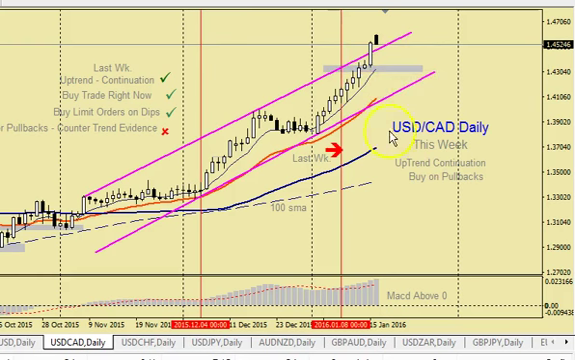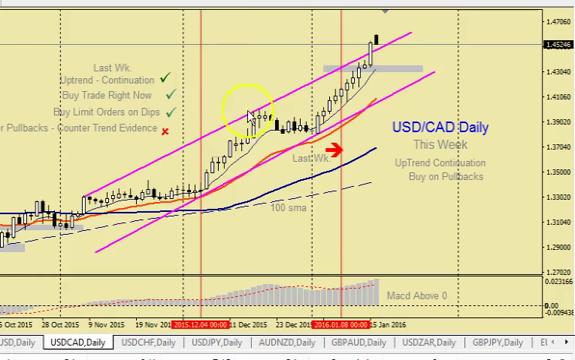It may come back down halfway to this candle right here. But again, what you're looking for is, I believe we're still in an uptrend continuation, except buy on pullbacks. In other words, wait for price to come down and then look for bullish evidence to the upside. Okay, and that's what we're talking about there.